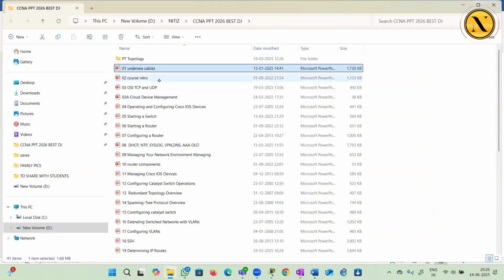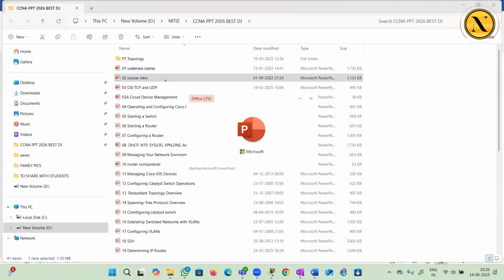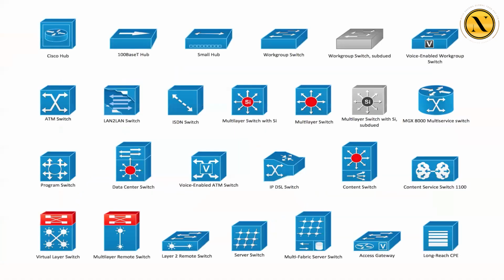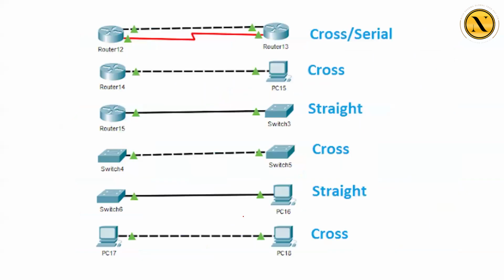Now tell me this. This was non-technical. CCNA, CCNP, CCIE, what is this we have? Have you seen this one? We don't have to do much here. These are only the icons. The multi-layer switch icon will be like this. So not much here. Layer 2 switch. Okay.